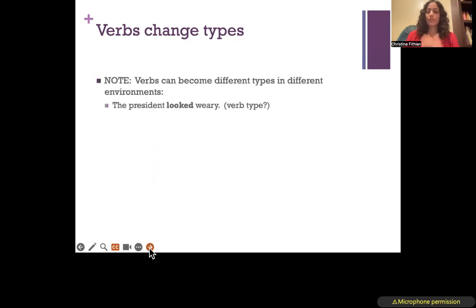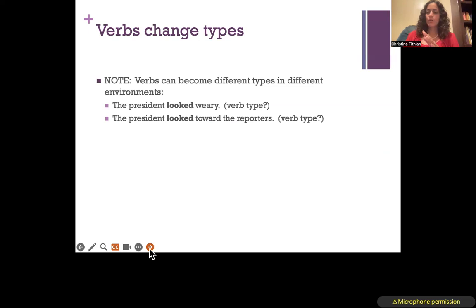So let's take a look at a few examples here. Let's say we have the sentence, the president looked weary. Well, in this case, you might think, all right, what's the verb type here? Weary looks like an adjective. It's like we're saying the president equals weary. Look isn't really doing very much. It doesn't have much semantic meaning behind it. So we would guess that look in this case is probably a VL, right? And that weary is the predicate adjective that comes after it to link to president.